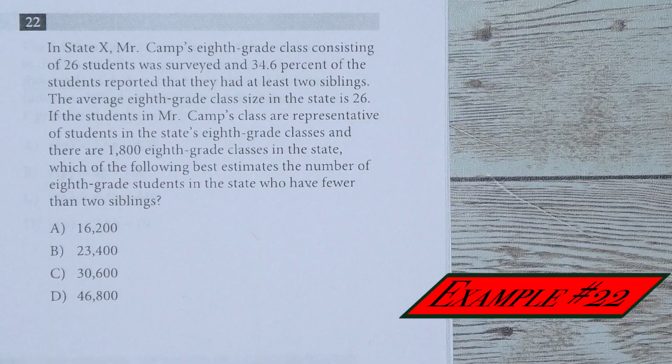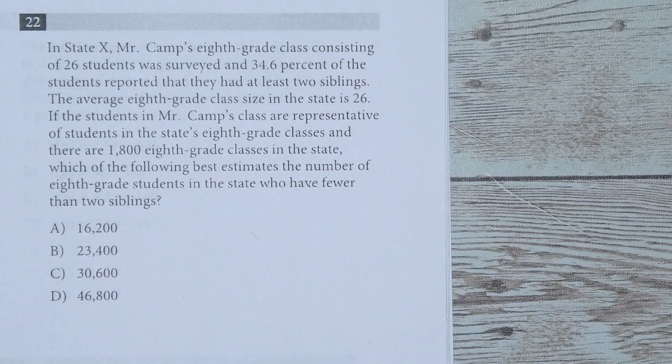In State X, Mr. Camp's 8th grade class, consisting of 26 students, was surveyed, and 34.6% of the students reported that they had at least 2 siblings. The average 8th grade class size in that state is 26. If the students in Mr. Camp's class are representative of students in the state's 8th grade classes, and there are 1,800 8th grade classes in the state, which of the following estimates the number of 8th grade students in the state who have fewer than 2 siblings?